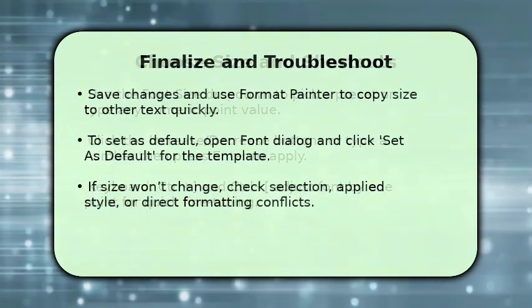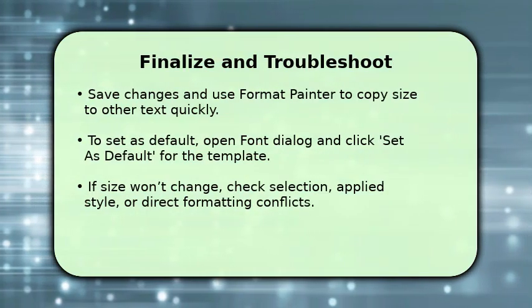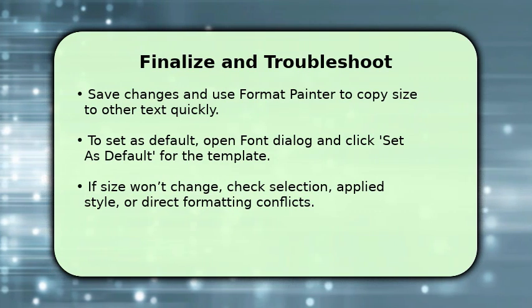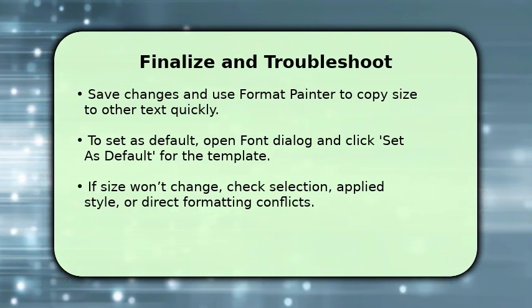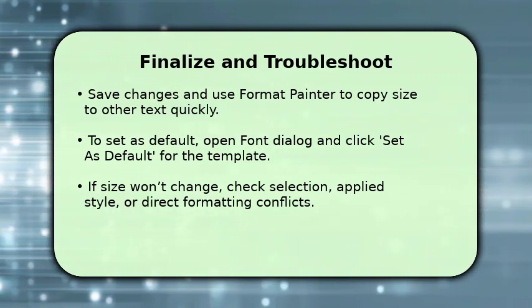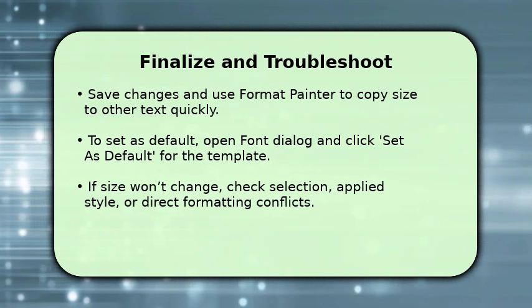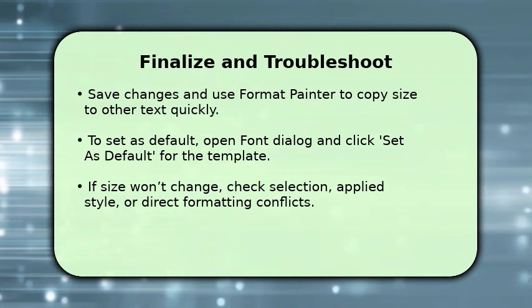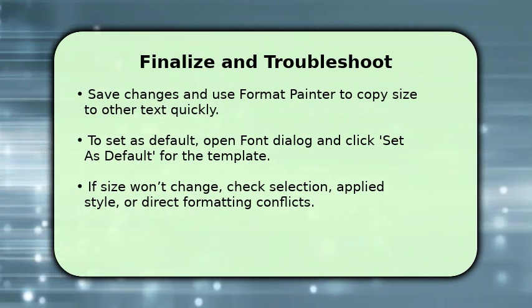After choosing the right size, save your document and use Format Painter to copy that size to other text blocks quickly. If you want every new document to use this size, open the font dialog via the launcher arrow and click Set as default for the normal template.